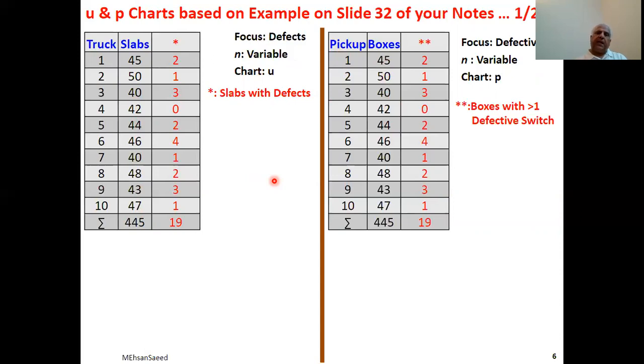Can we use that simplistic approach again, that is divide 19 by 10? No. Why? Because the sample size is varying. It is 2 out of 45 and 1 out of 50. It is just like two classes. One class has a student strength of 20, the other class has 50.